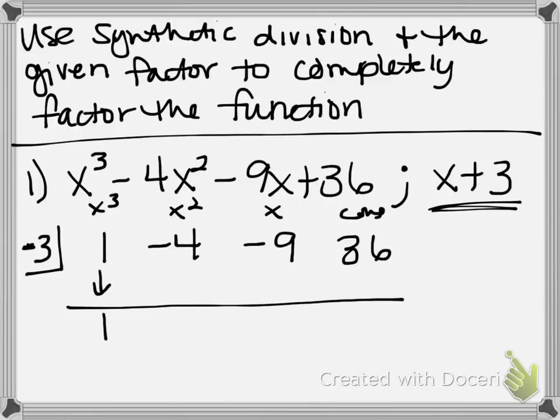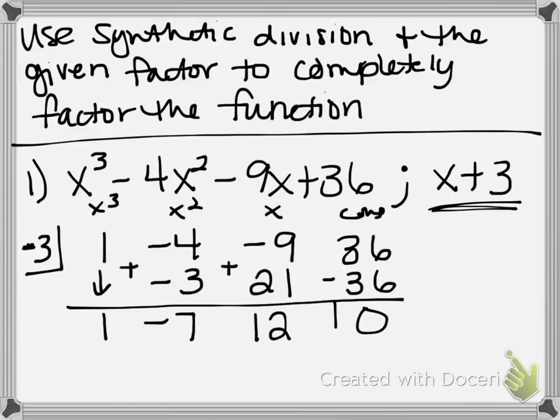And I'm going to bring down my 1. Negative 3 times 1 is negative 3. I add those together to get negative 7. Negative 3 times negative 7 gives me a positive 21. Negative 9 plus 21 is a positive 12. And negative 3 times positive 12 is negative 36. So I get my remainder of 0. And this becomes x squared minus 7x plus 12, with a remainder of 0.